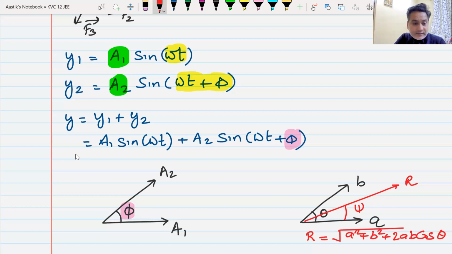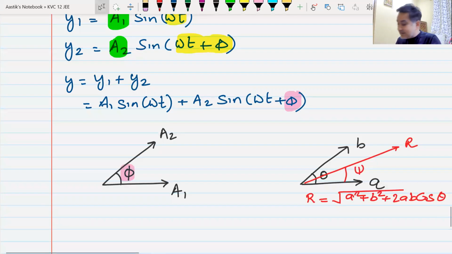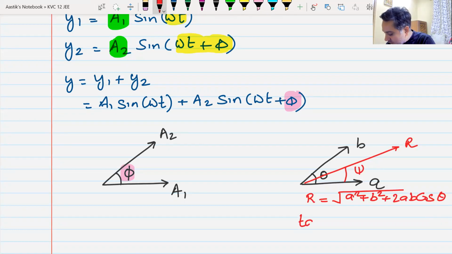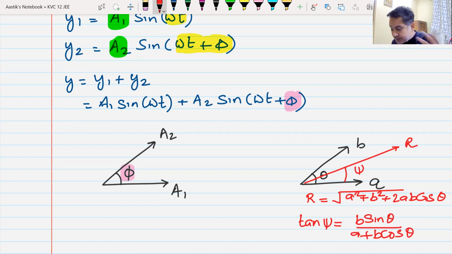You can also tell me, how did you find out this angle xi that I've written? You can also find the tan of this xi. What is the tan of this xi? It was b sine theta upon a plus b cos theta. Yes or no, my dear friends? Yes, sir.